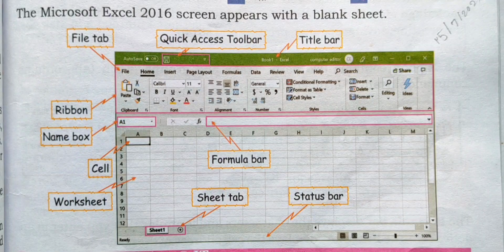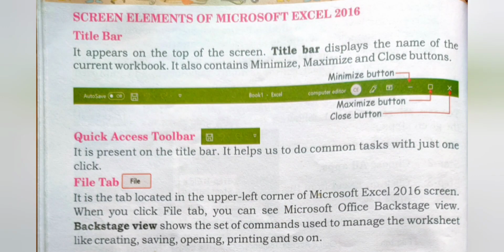First, look at the title bar. Title bar appears on the top of the screen. Title bar displays the name of the current workbook. It also contains minimize, maximize and close buttons. So you can see here the title bar.